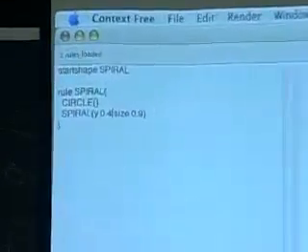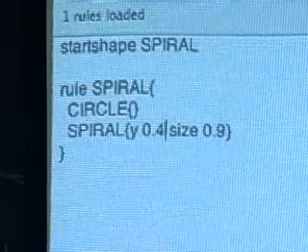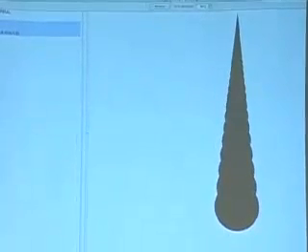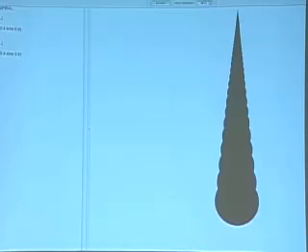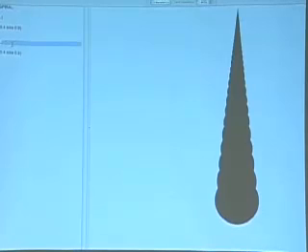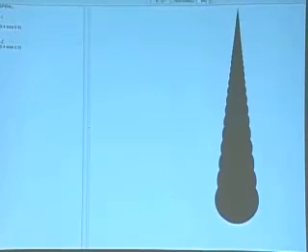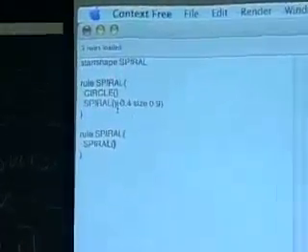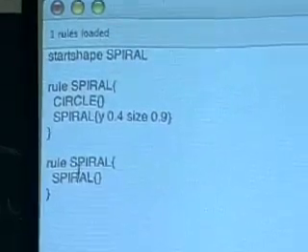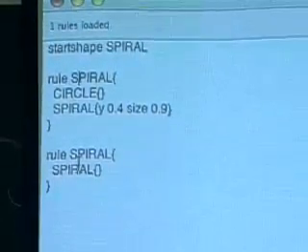I'm going to decrease the spacing to be like 0.4 and re-render so it looks like that. So I'm going to define another rule also called spiral. And as I go, I'm going to explain more features of this language. When you define a rule that has the same name twice, whenever you call this rule, it calls one or the other with equal probability.